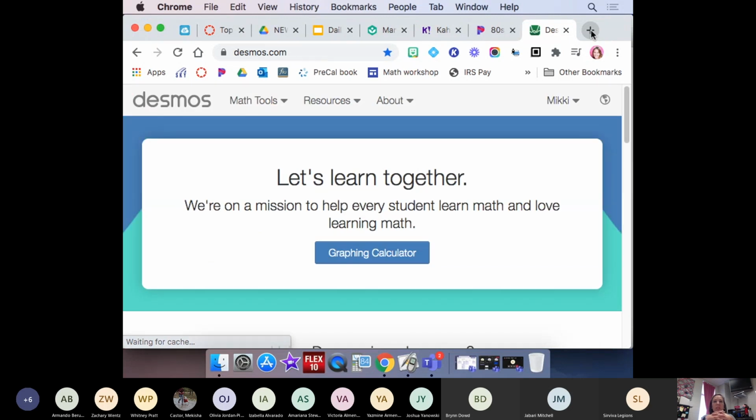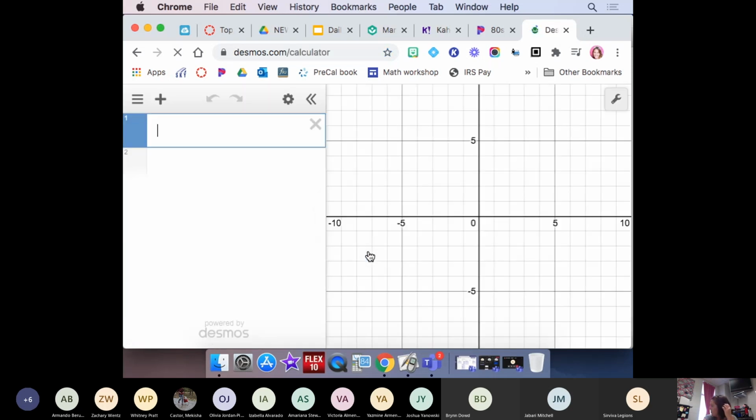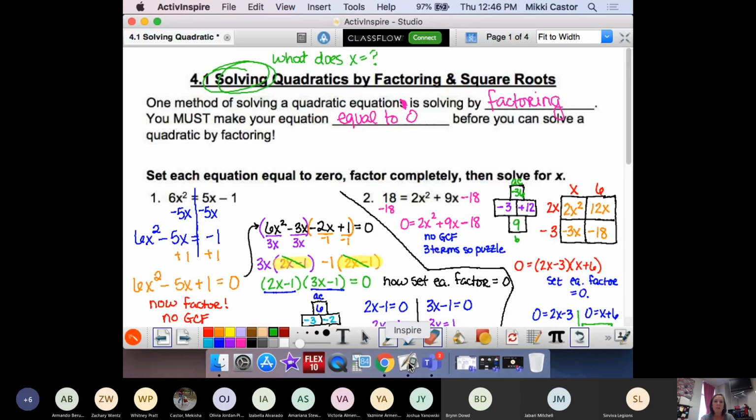All right, so Desmos is a free graphing calculator that's online based. So once you get here, you can just click on graphing calculator here. And then we're going to type in the equation. So you have to make sure your equation is equal to 0 because we're going to replace that 0 with a y.